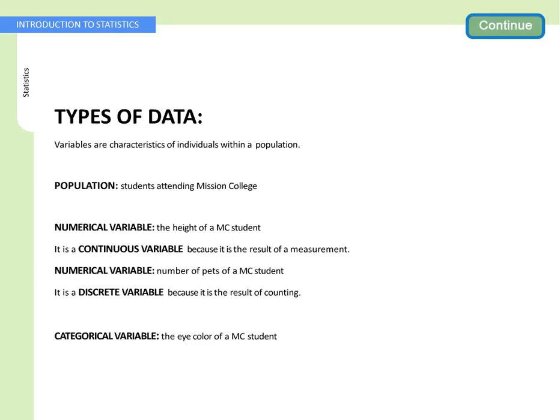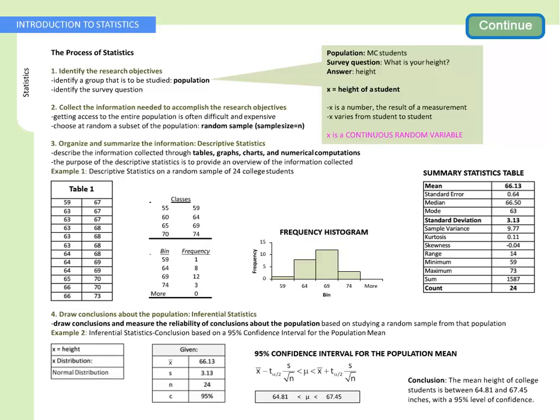The eye color of a Mission College student is a categorical variable. The gender of a Mission College student is also a categorical variable. As you see, there are two types of variables, numerical and categorical. Variables can be categorized as discrete or continuous. This is a bird's-eye view of the statistics you'll study this semester.